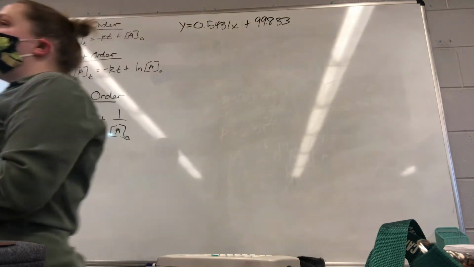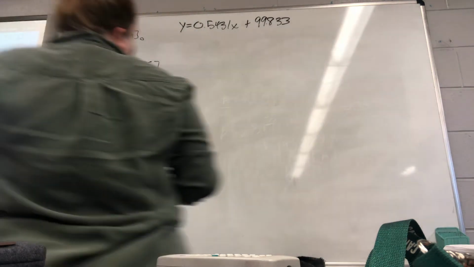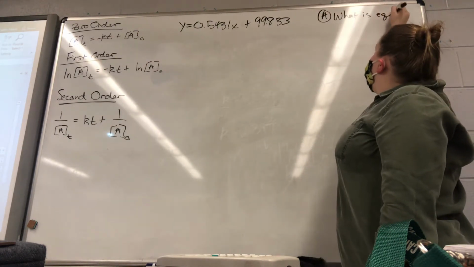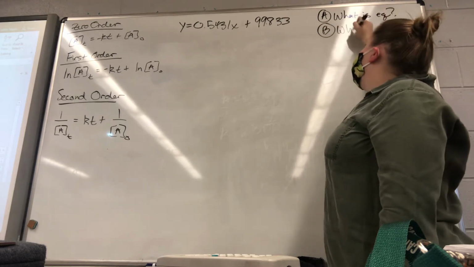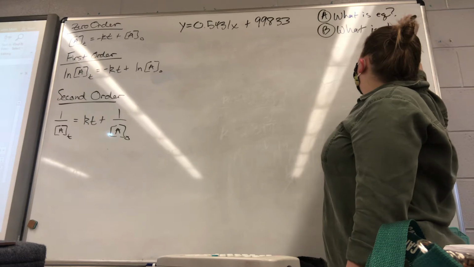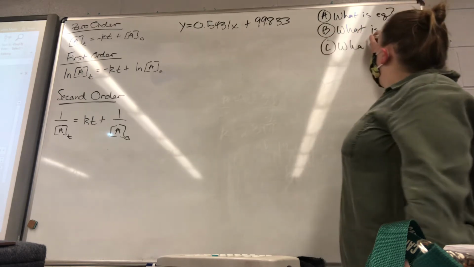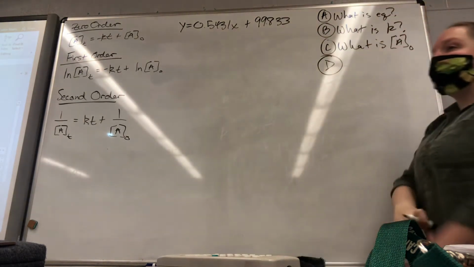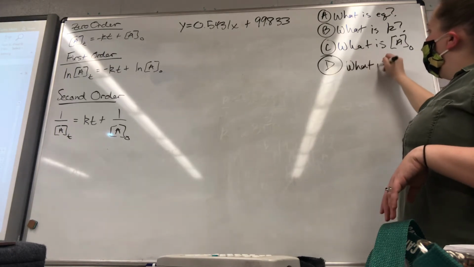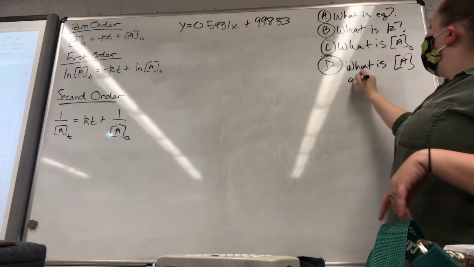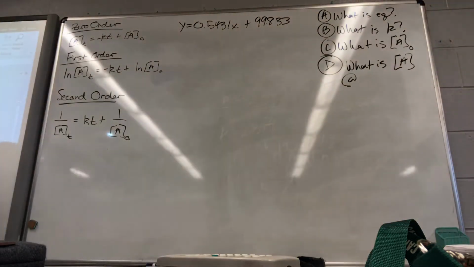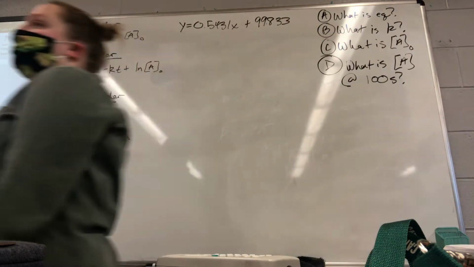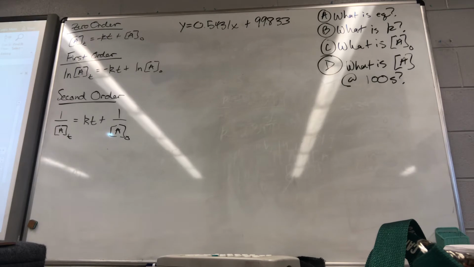So there's my reaction. I'm going to ask a few questions. The first is going to be, what is the equation? The second is going to be, what is the rate constant? Third is going to be, what is the initial concentration? And the last is going to be, what is the concentration at, I don't remember if our time was in seconds in this one, at 100 seconds. Okay, so for part A, what is the equation of the integrated rate order?